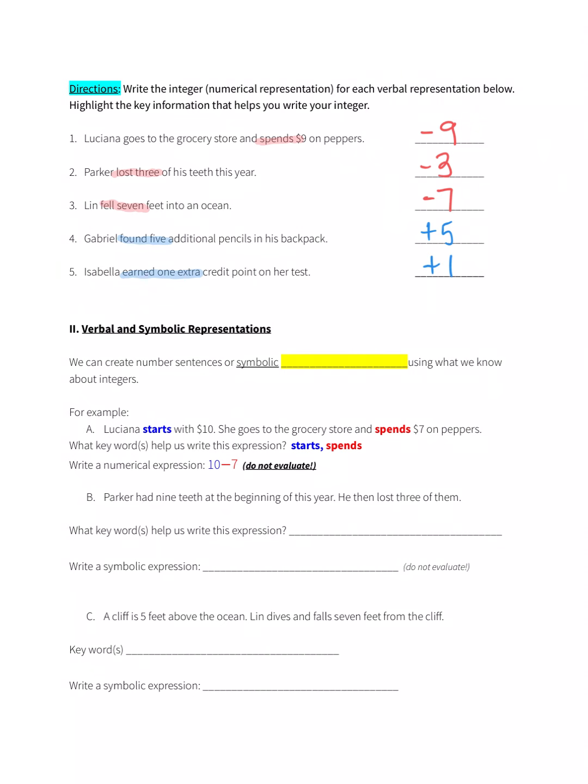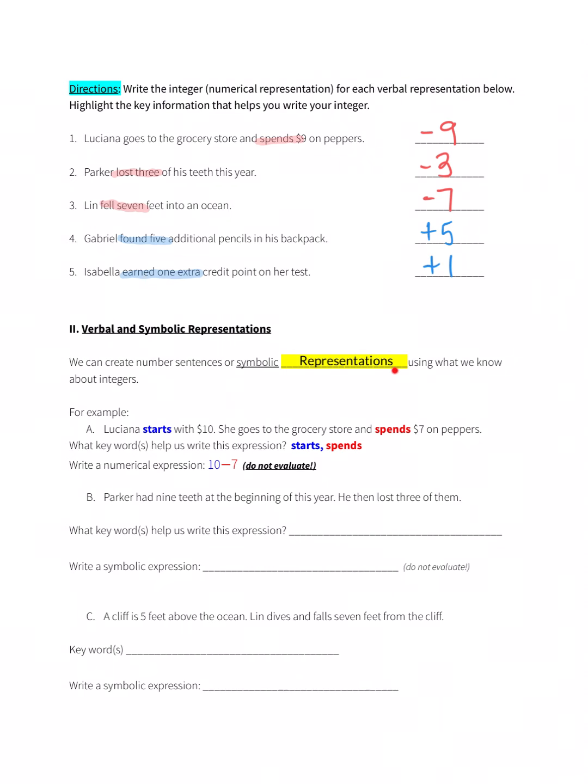Okay, hopefully you have that written down, and now we're gonna go to the next thing. Verbal representation and symbolic representation. So what we're doing, just adding on a little bit more. We can create number sentences or symbolic representation, okay?